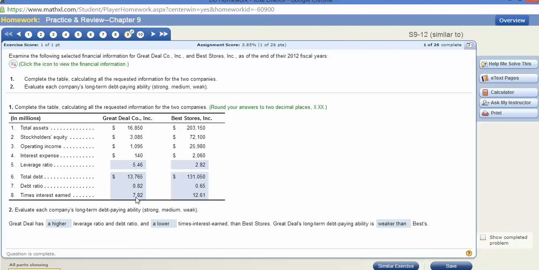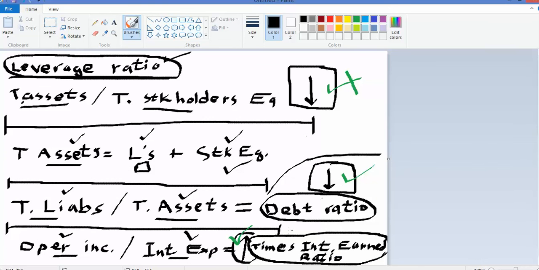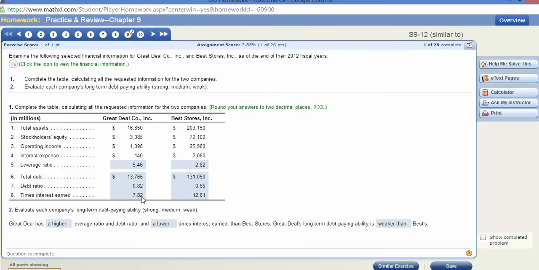Great Deal not only has the leverage ratio and the debt ratio higher, which they would want to be lower, but the one they want to be higher is lower, which is that last one, times interest earned. So what you can conclude from these numbers is that Great Deal's ability to pay debt is weaker than Best's. So if you're an investor and you want a company that is, quote, stronger, Best Store would be your best bet. I hope you found this useful.